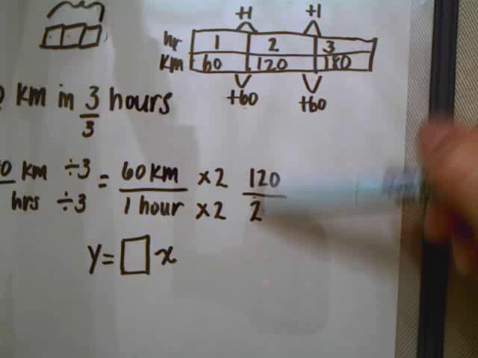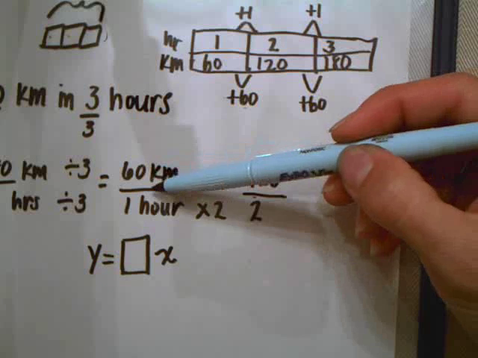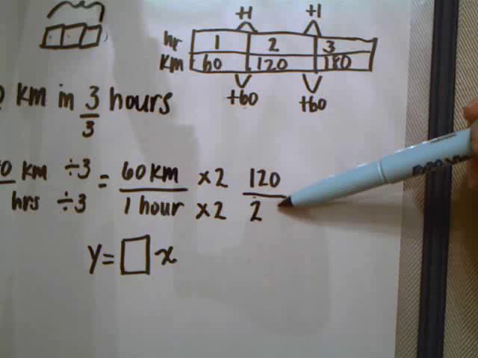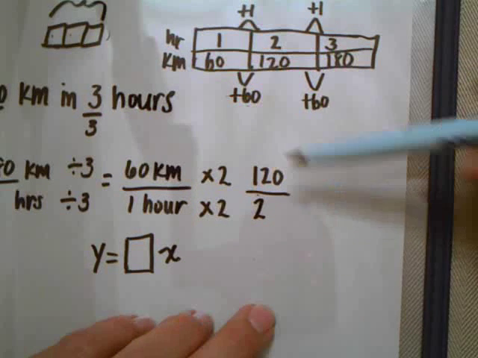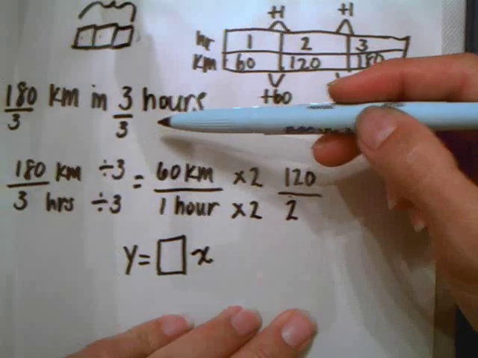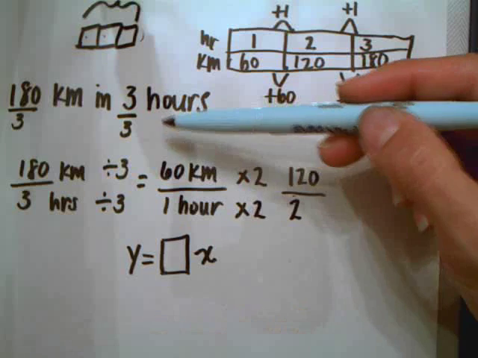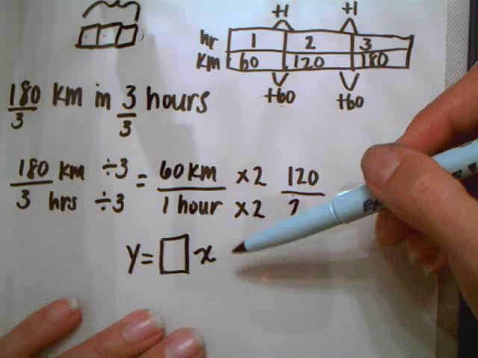So I know that this works out. I've figured out how long it takes me to go in 1 hour, how far I can go in 1 hour, how far I can go in 2 hours, and they already gave me how far I can go in 3 hours. So how do we write an equation that's going to make sense?